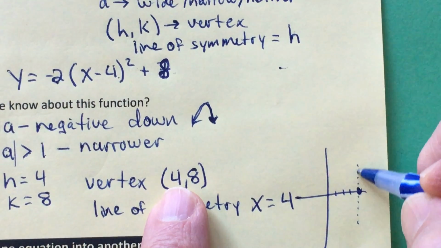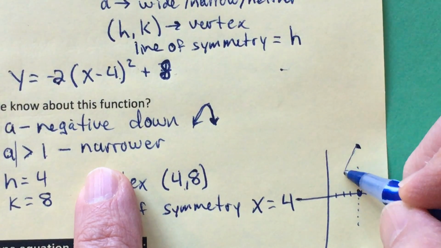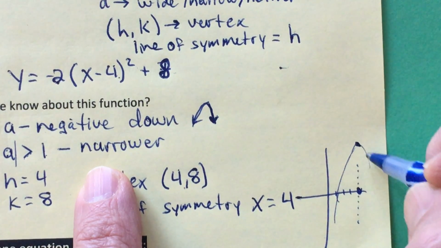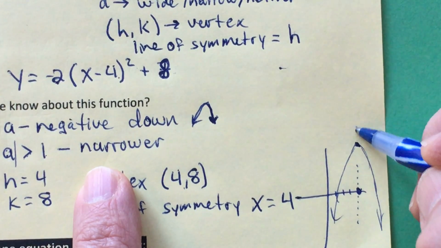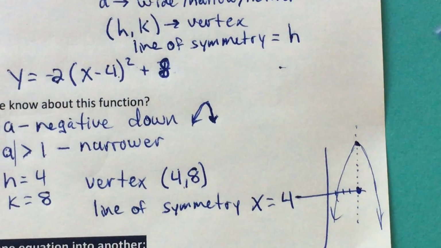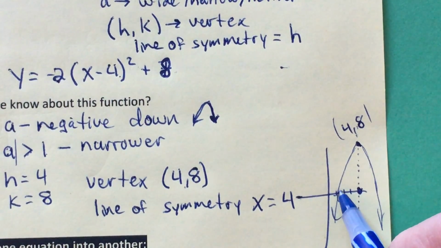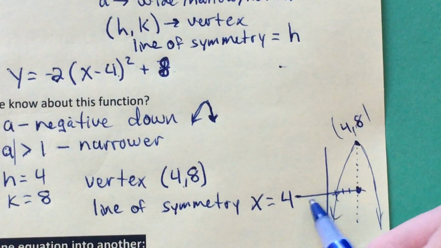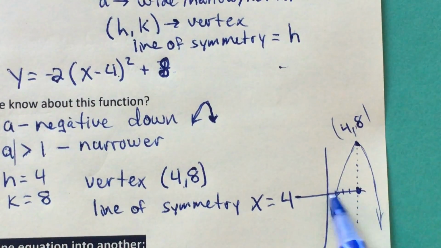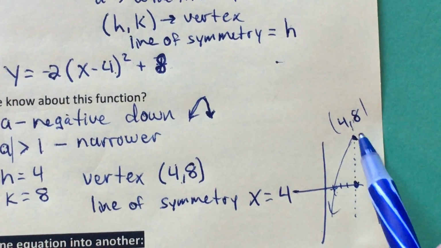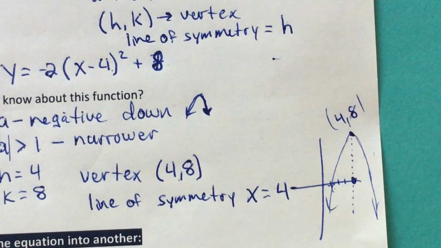The vertex is going to be at 4, 8. Up here somewhere, it faces down. And it's narrow. I already know this. 4, 8. I don't know if this hits here or on the outside, on the other side of the y-axis. I have to figure that out later. But I know it has this general shape. It's facing down, it's narrow, and it goes through this point. Okay, that's all we need for today.